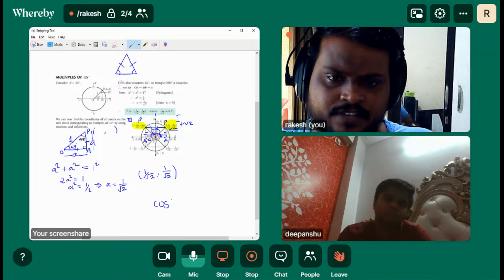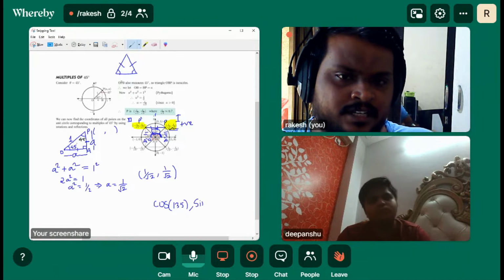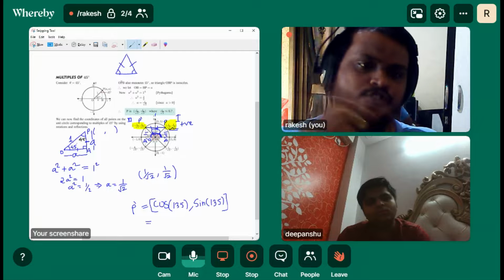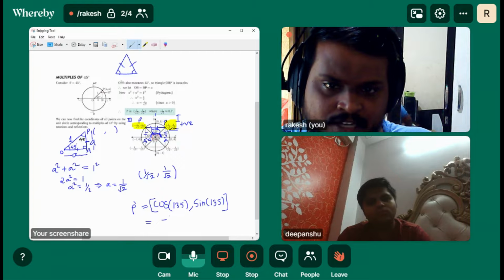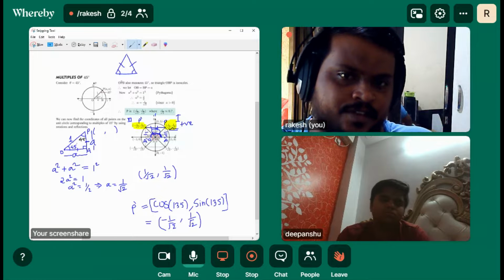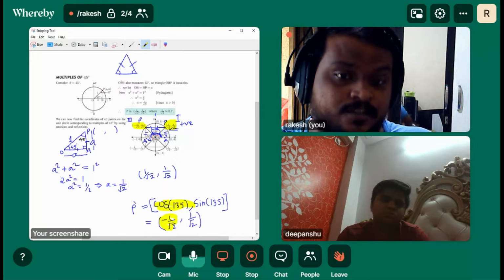So what did we observe here is cos 135, which is the x coordinate of point P prime, and sine 135, which is the y coordinate of P prime, right? That has to be the same as what we got algebraically, and geometrically that is minus 1 over root 2 comma 1 over root 2, right? So cos 135 must be equal to minus 1 over root 2. It must be a negative number.